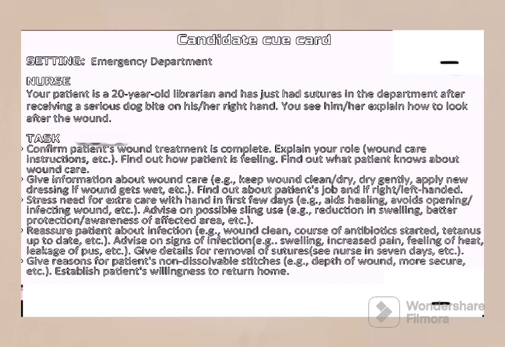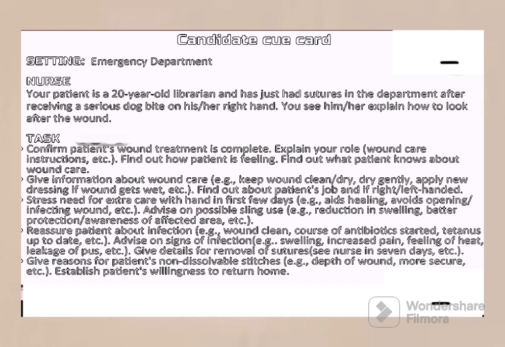The first task is to confirm the patient's wound treatment is complete. Explain your role, that is wound care instructions. Find out how the patient is feeling. Find out what the patient knows about wound care. So there are 4 subtasks. They have given 4 subtasks.